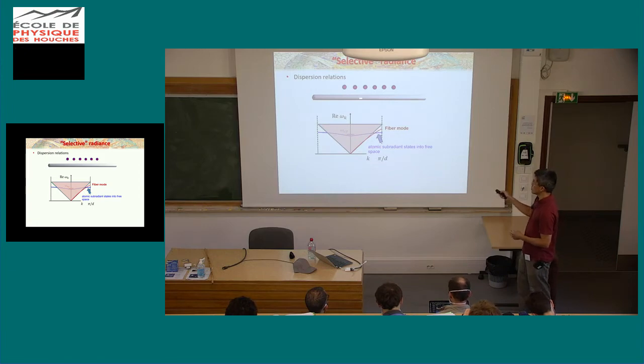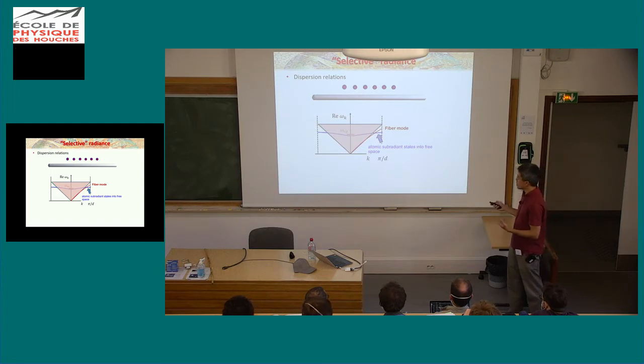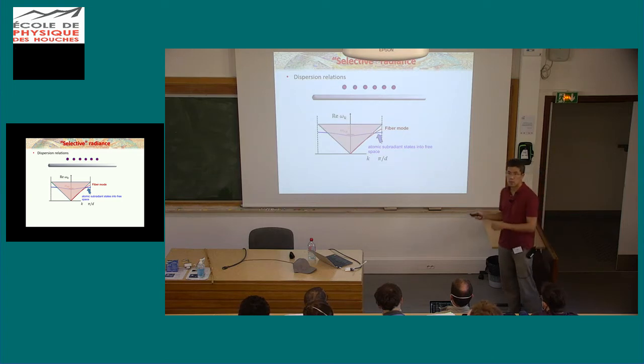Now, a fiber mode, if it's guided by definition, is also going to have a dispersion relation that lives beyond the light line. So k is always going to be bigger than omega over c. And then generically, if you create such a system, the fiber dispersion relation and the dispersion relation of these atomic spin waves are going to intersect somewhere.